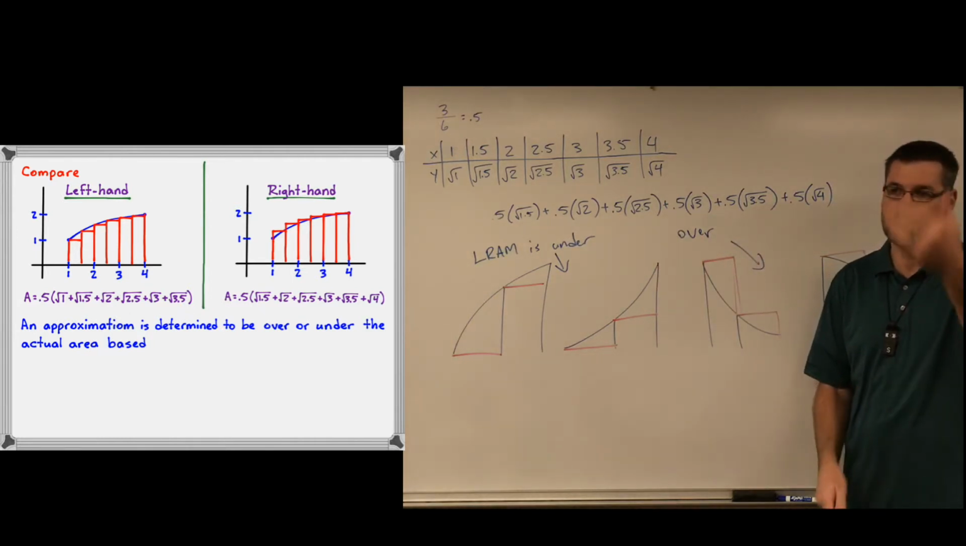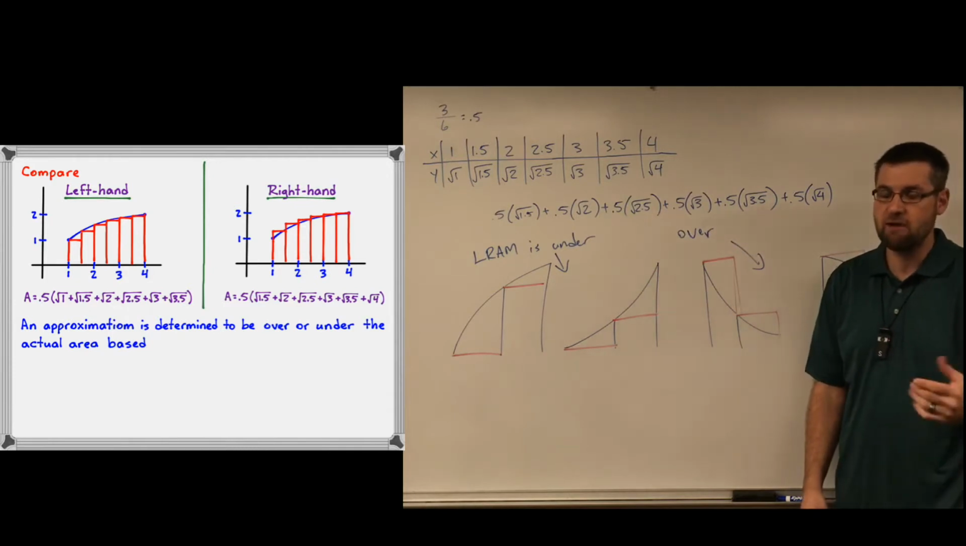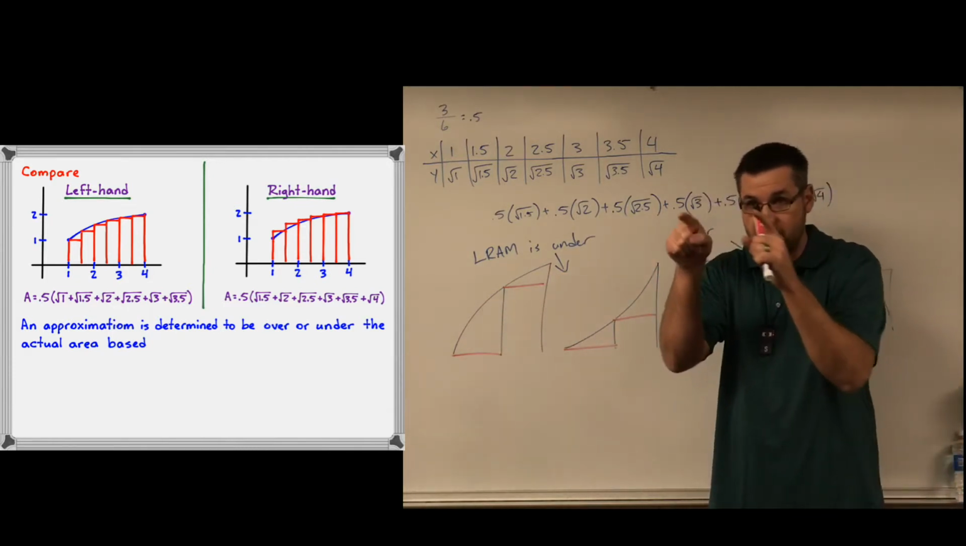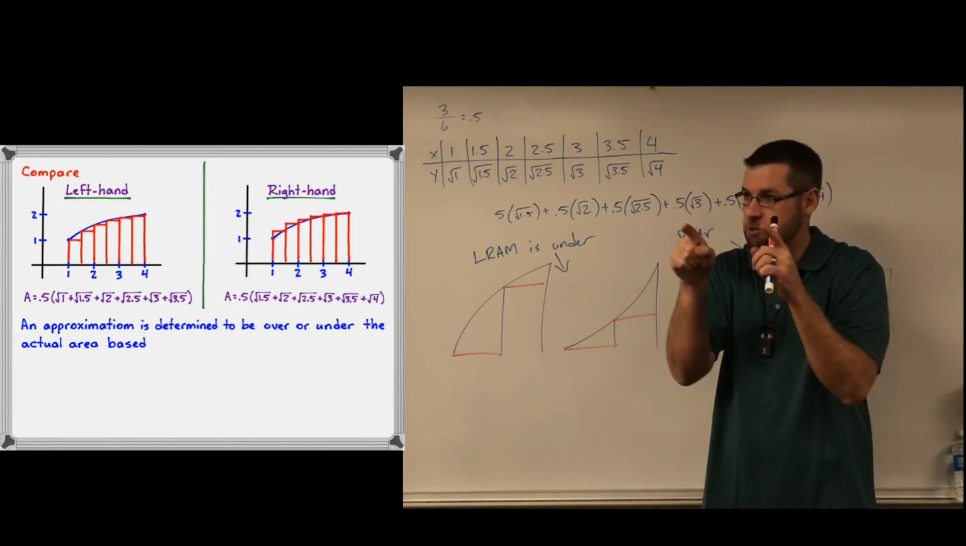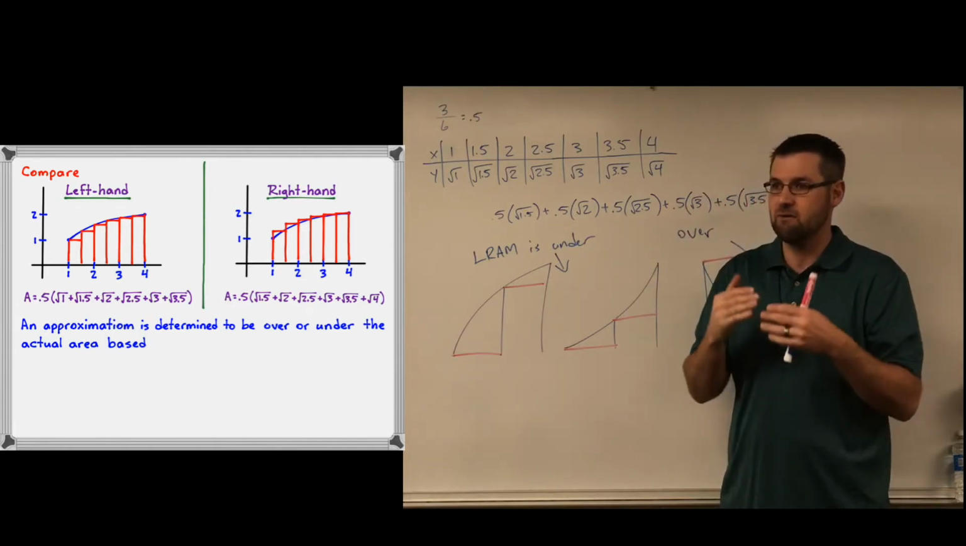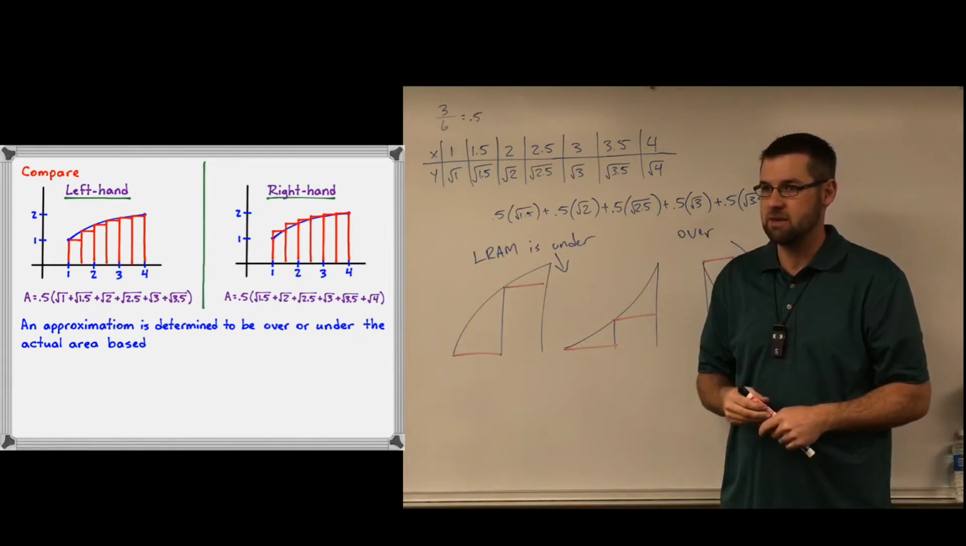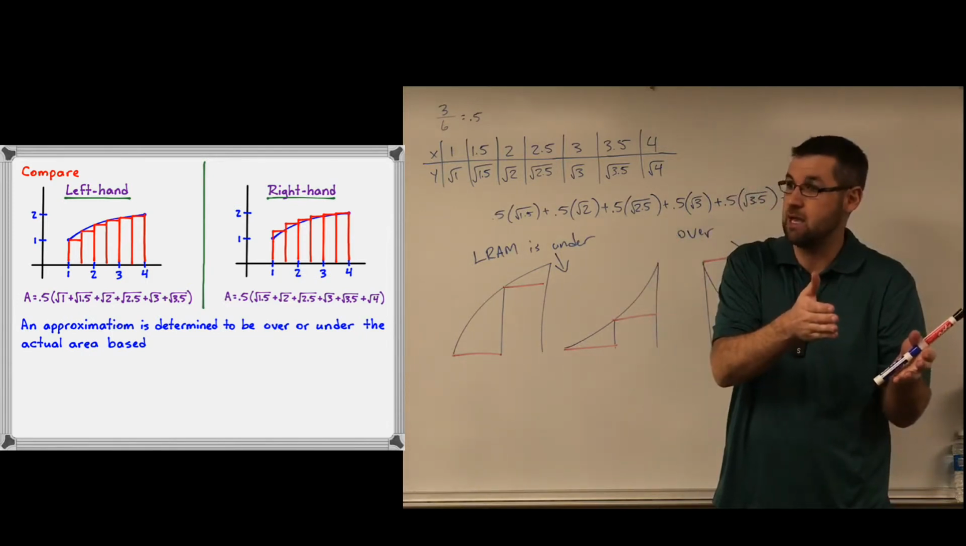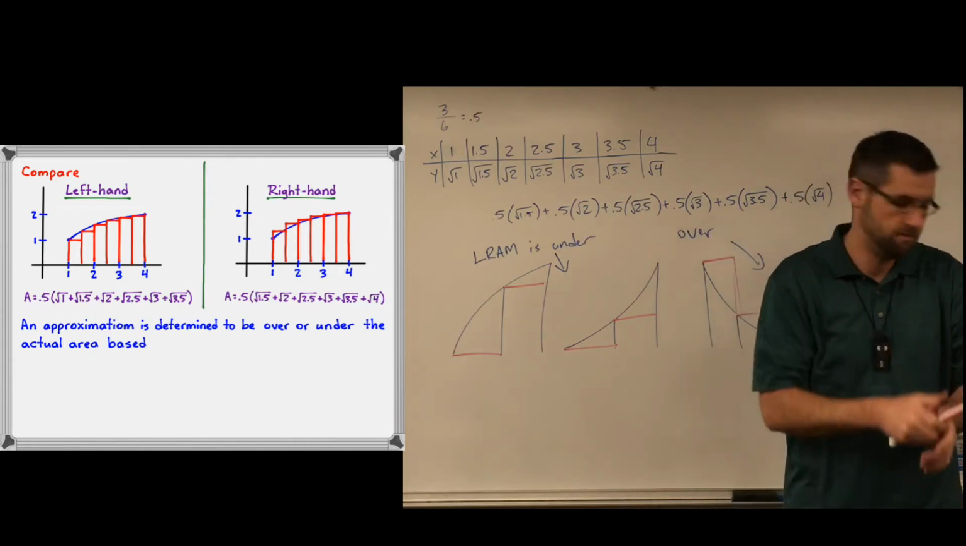Now, I'm not going to put something in your brain that you have to memorize. You have to be able to visualize it. If I draw what's happening on the function, and I draw the rectangles how I'm supposed to, you should be able to observe if it's above the curve or below the curve. Does that make sense? Because if you're doing a left hand, you're going to get a different answer than if you're doing a right hand. You get what I'm saying?